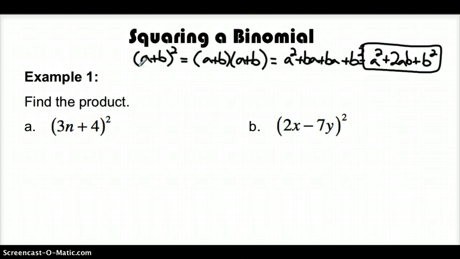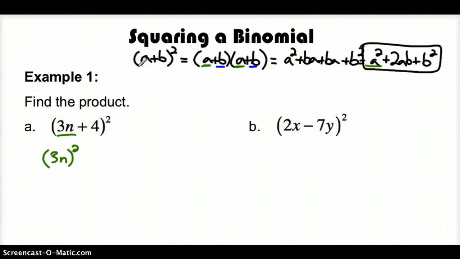Now remember, we'll look at what's our a term, originally from the binomial, and what's our b term, and we'll kind of plug it into our little formula there. We should be good to go. Okay, so our a term here is going to be 3n. Okay, so when I write a squared, I'm just going to write parentheses, and I'm going to write 3n squared. Okay, the next part is plus 2ab.